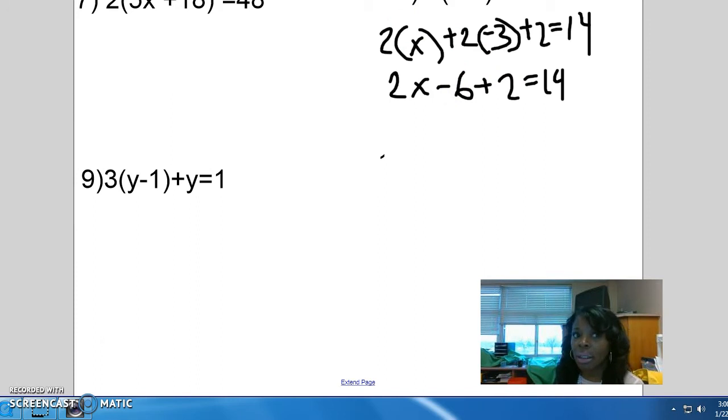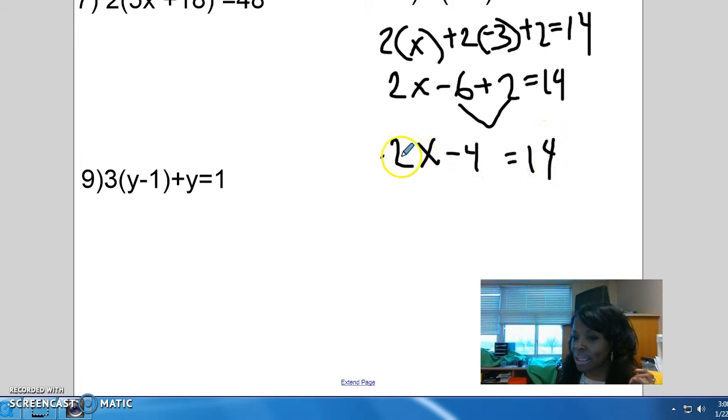What are those called in terms of terms? These are constants, right? We've learned that. So we have a negative 6 and a positive 2. We're not getting the answer yet. We're evaluating still. Okay, so negative 6 plus 2 is negative 4 equals 14. So here we have 2 x's. Okay, 2x minus 4 equals 14.